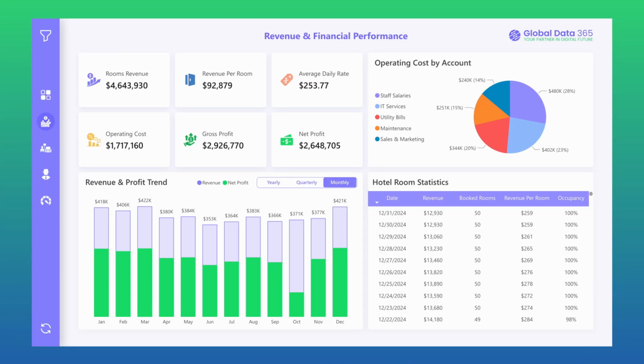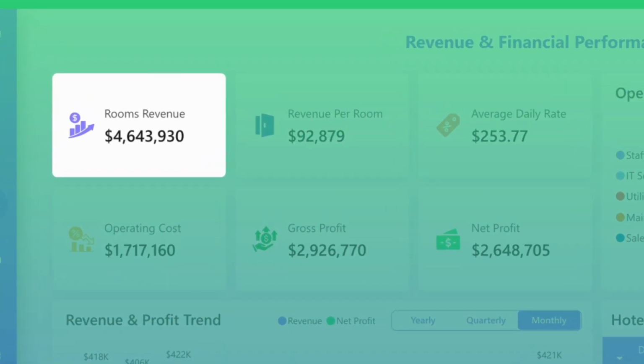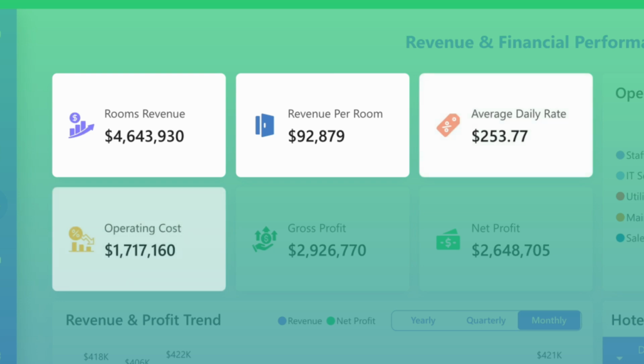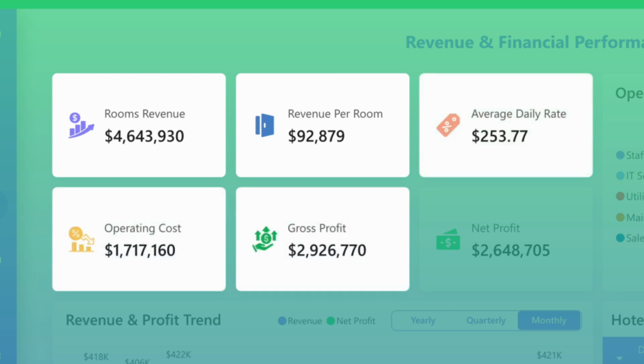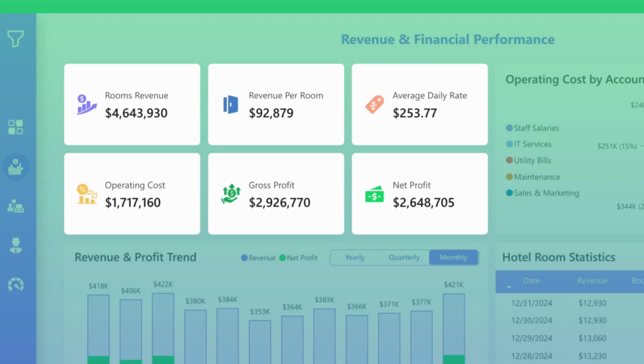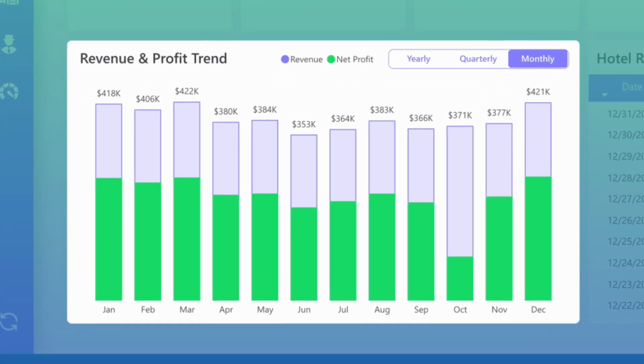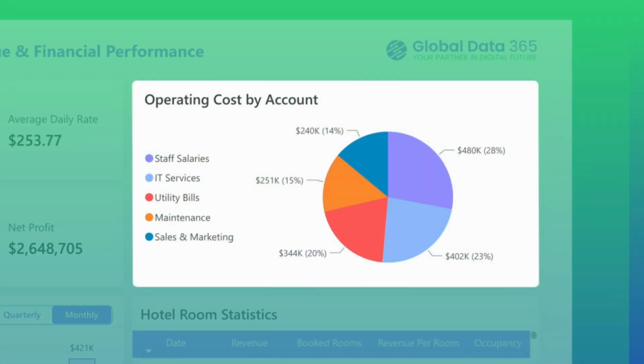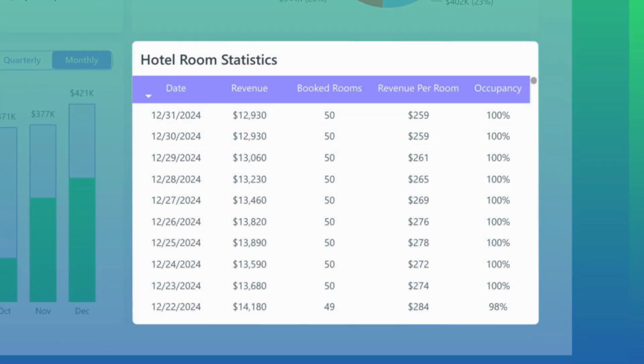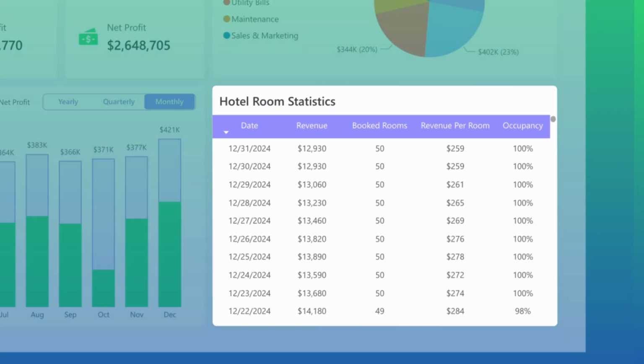Let's dive into the Revenue and Financial Performance Dashboard, your strategic control center for tracking profitability across your hotel operations. See how many rooms were booked, what revenue was generated per room, the average daily rate, your total operating cost, gross profit, and ultimately, net profit. Visualize monthly revenue versus net profit to detect seasonal patterns. Explore cost breakdowns by department to manage spending, and inspect detailed room-by-room statistics to refine your revenue strategy.